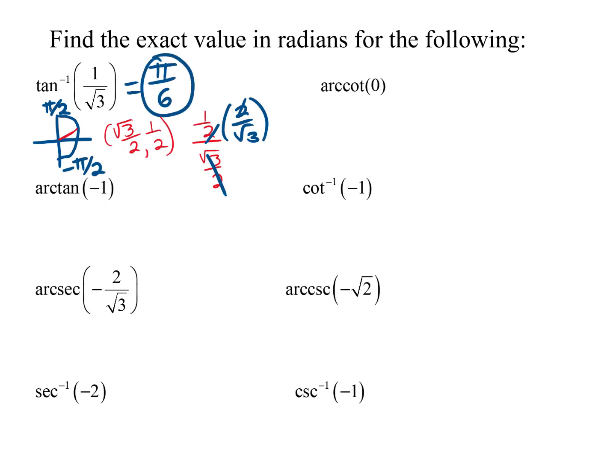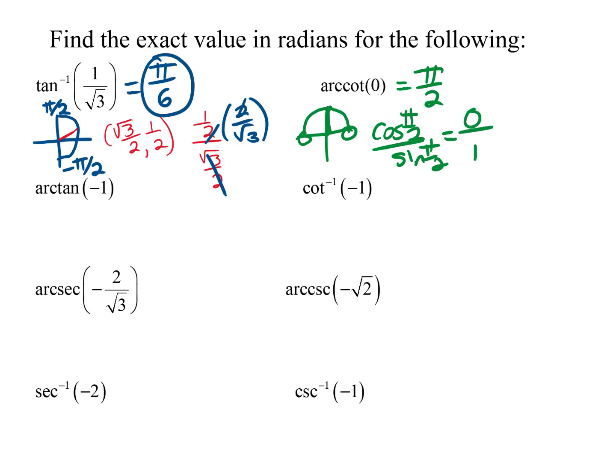Looking over to the right, we have arc cotangent of 0. So it means I took the cotangent of some angle, and we know cotangent is going to be the upper half of the circle, but leaving out the two ends where it's undefined. Cosine over sine. So when is the cosine 0? We know that is right up here at pi over 2. So if we did cosine of pi over 2 over sine of pi over 2, that's cotangent, and cosine is 0 and sine of pi over 2 is 1, so we're good, pi over 2.